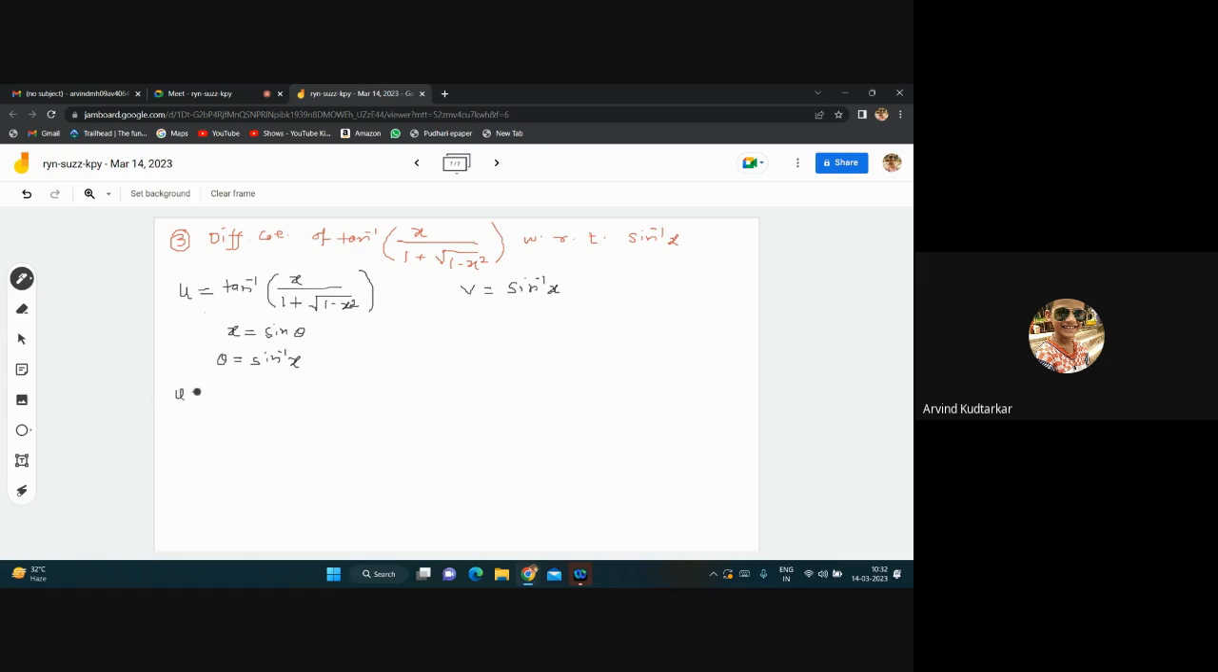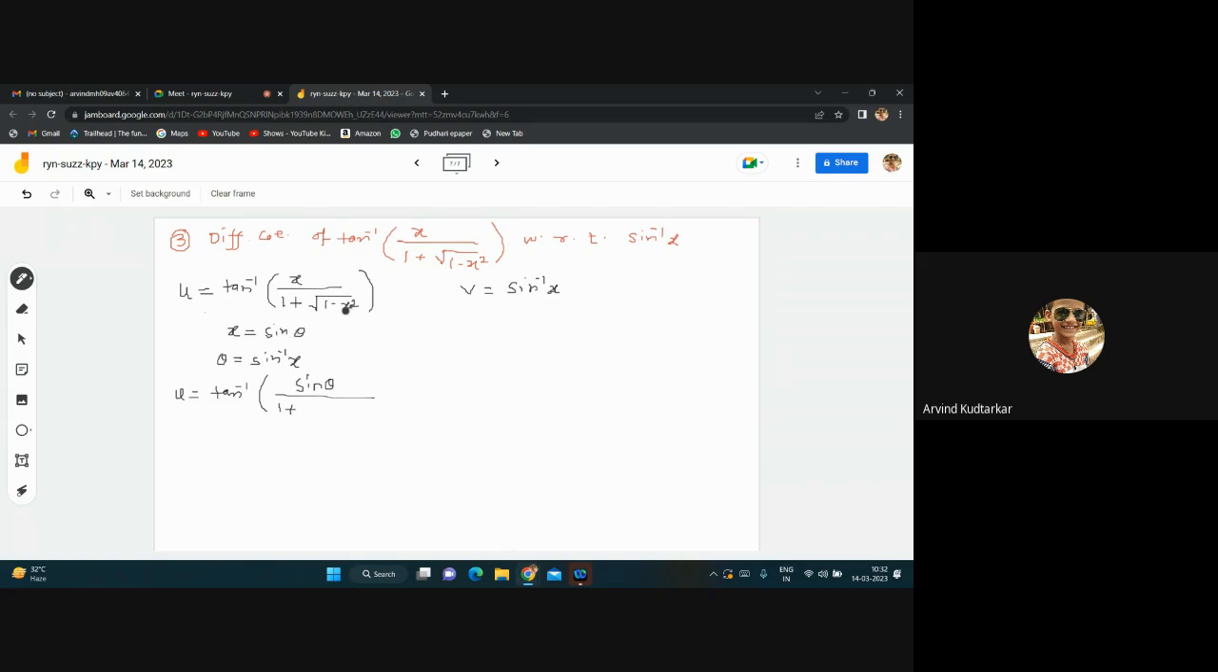So u is equal to tan inverse of x. What is the value of x? It is already taken as sin theta. So sin theta upon 1 plus, when you substitute, x is sine square theta.